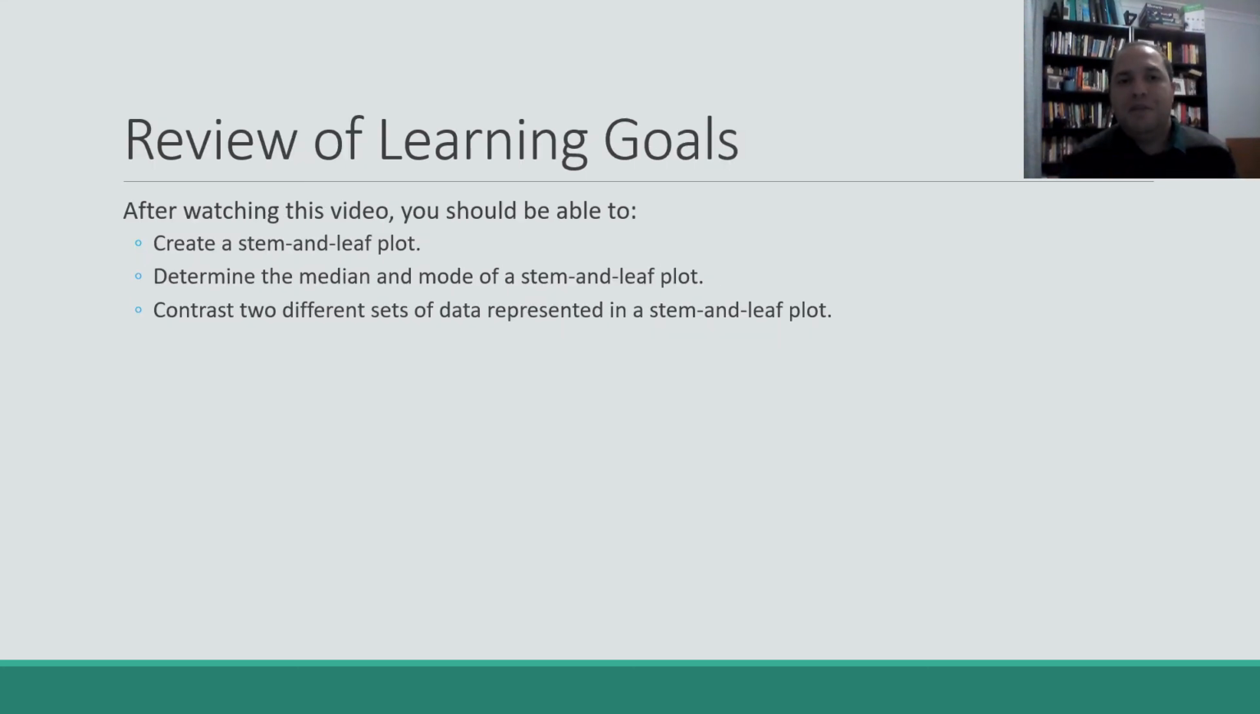Right, so after watching this video, you should be able to create a stem and leaf plot, determine the mean and mode of a stem and leaf plot, and also contrast two different sets of data represented in a back-to-back stem and leaf plot.